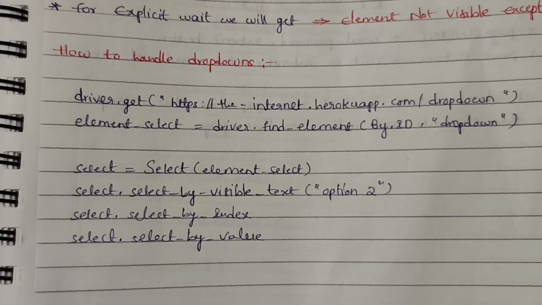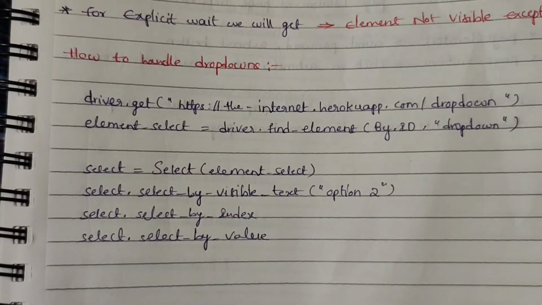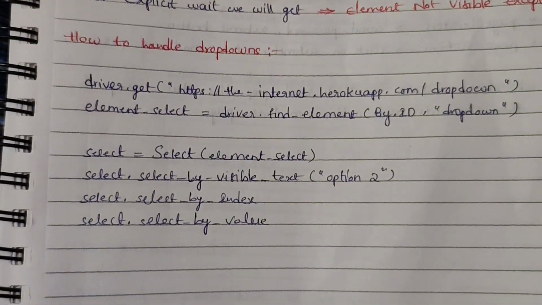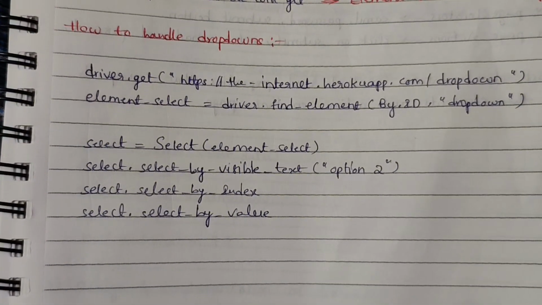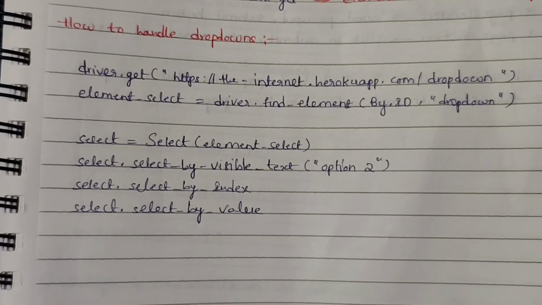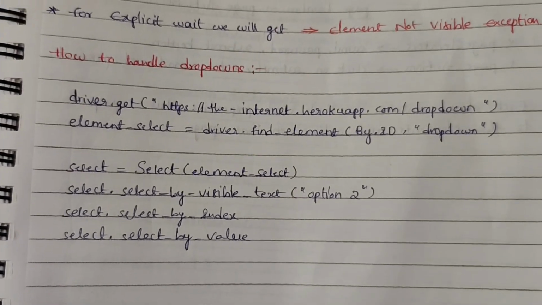Select. Now this element variable we have to pass here, and that we can store in another variable like select. Now select.select_by_index, select.select_by_value, select.select_by_visible_text. So this is how we have to handle the dropdowns.